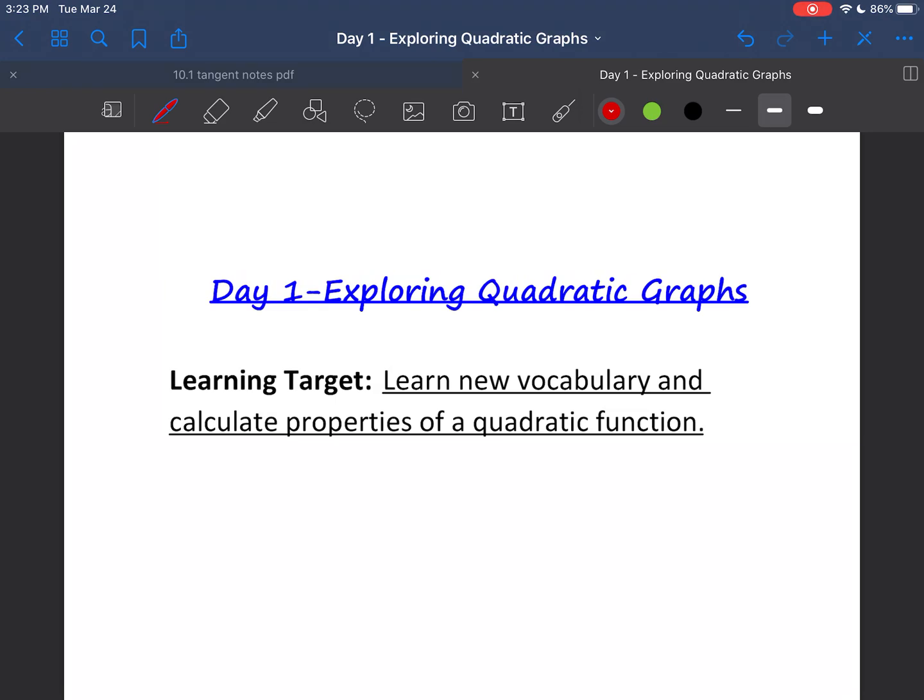So our next unit is called Exploring Quadratic. Actually, I'm sorry, our next unit's not called Exploring Quadratic Graphs. It is called Quadratic Equations, and this is part 1. Our goal this unit is to graph them. Our goal of this section is to just learn new vocabulary because there is a lot of new vocabulary involved.